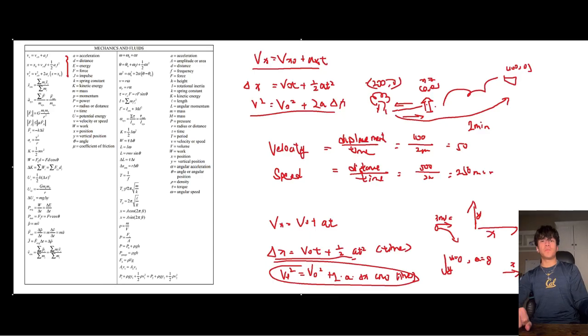Just remember all three of these equations are very important, but kinematics is usually on the easier side. It's the basics of physics. But you need to know how to use these equations and see what scenarios it gives you. That basically sums up kinematics.